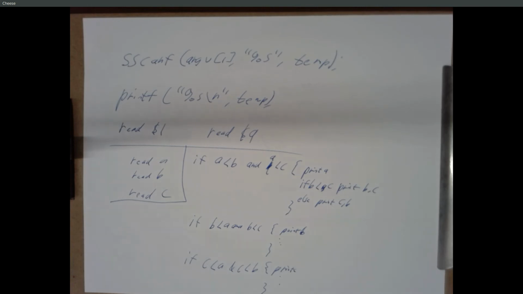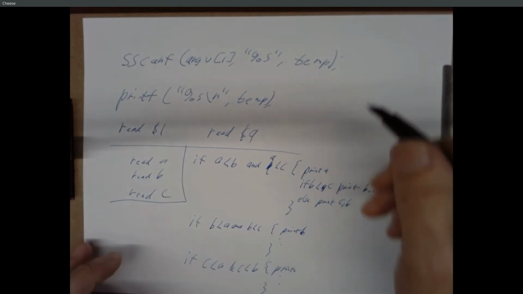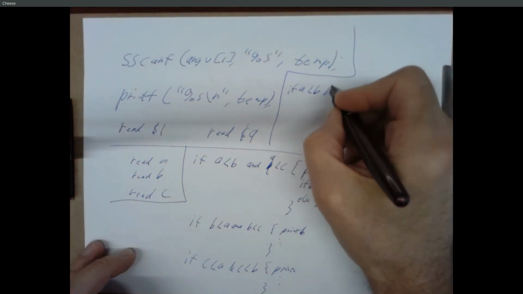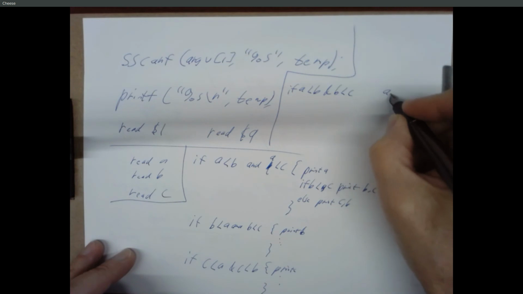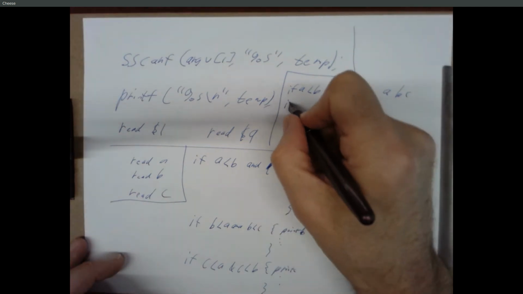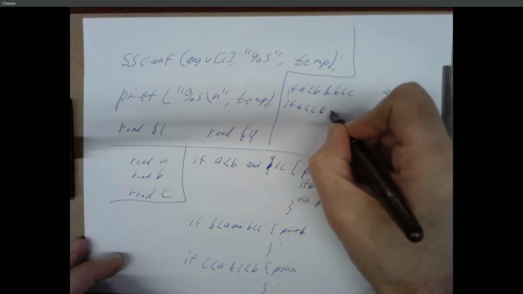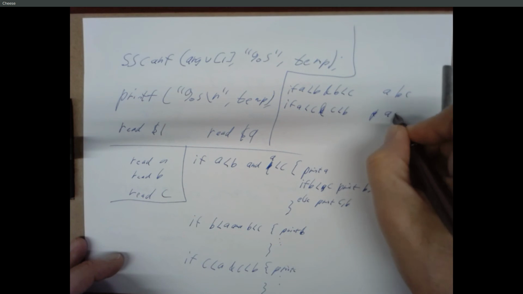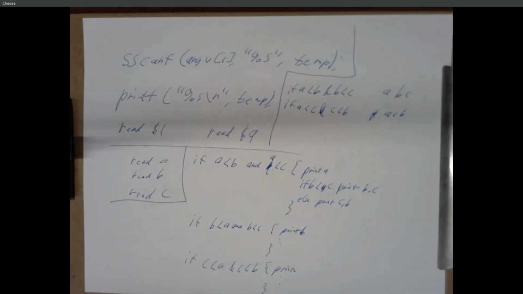Another option is to do 6 if statements. So we can do something like, if A is less than B and B is less than C, then print ABC, because that's the order. If A is less than C and C is less than B, then print ACB. And you got 6 possible orders, so you do these 6 if statements and you're done. So that's another way to do it.